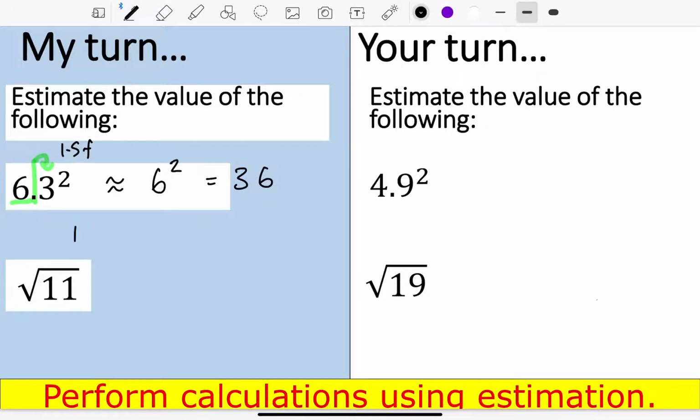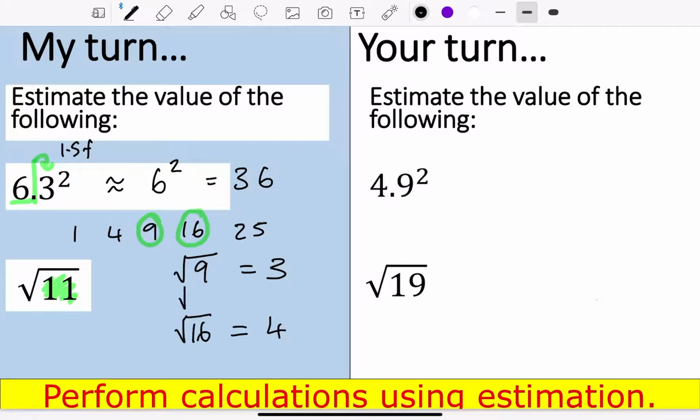So I get 1, 4, 9, 16 and 25. I'm going to stop at 25 and you'll see why. So we need to identify the two square numbers that are either side of 11, because 11 is what I'm working with. That would be 9 and 16. So the square root of 9 is 3 and the square root of 16 is 4. So the square root of 11 is somewhere between these values, somewhere between 3 and 4.